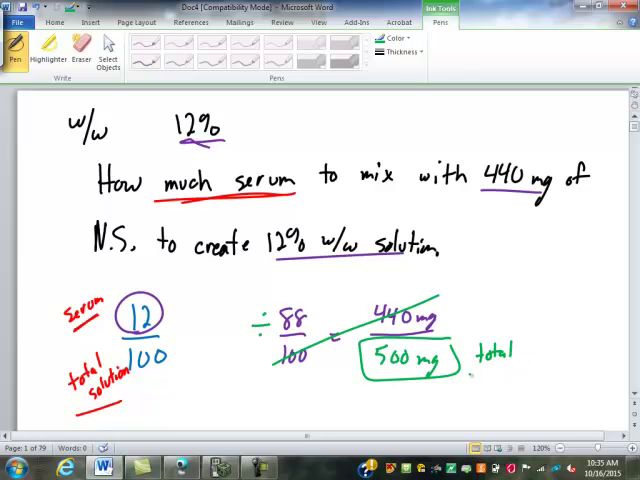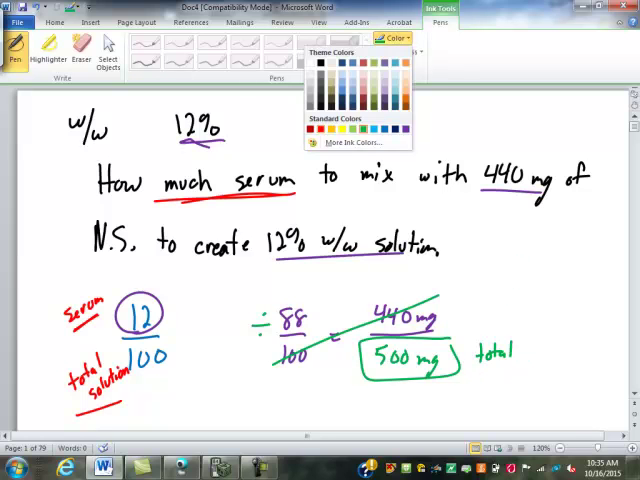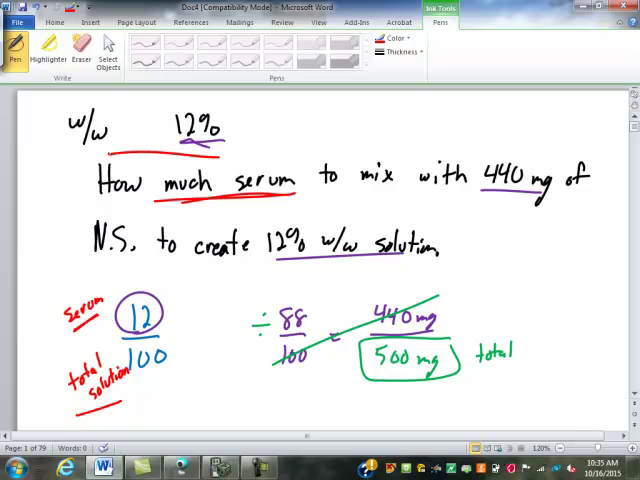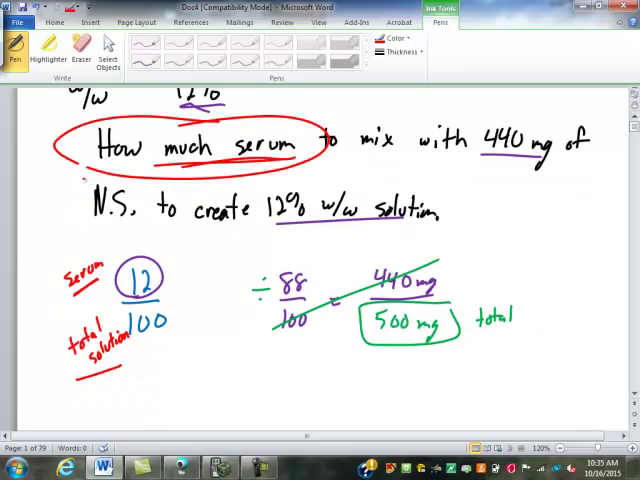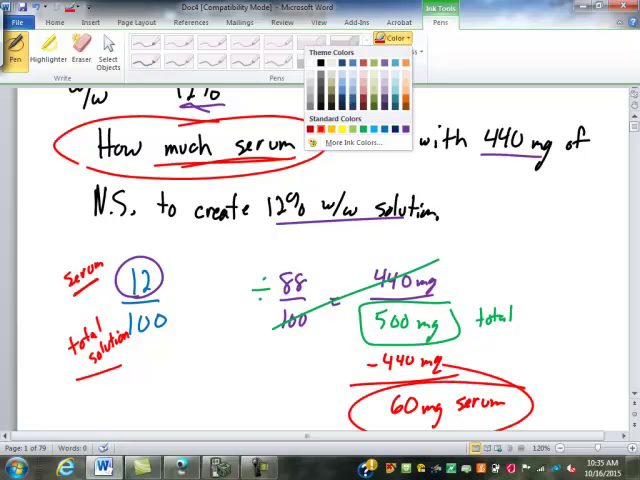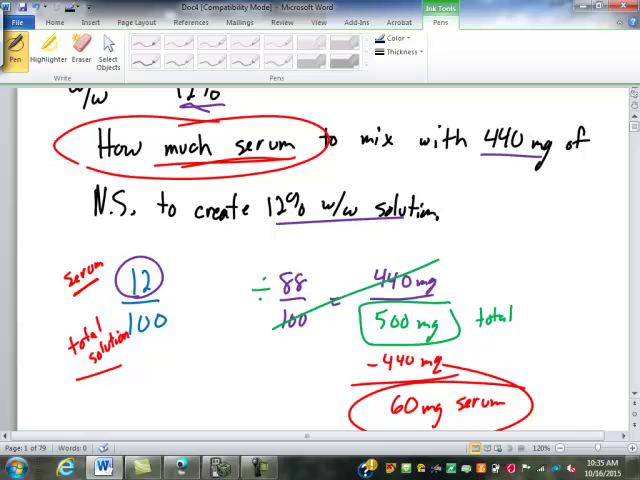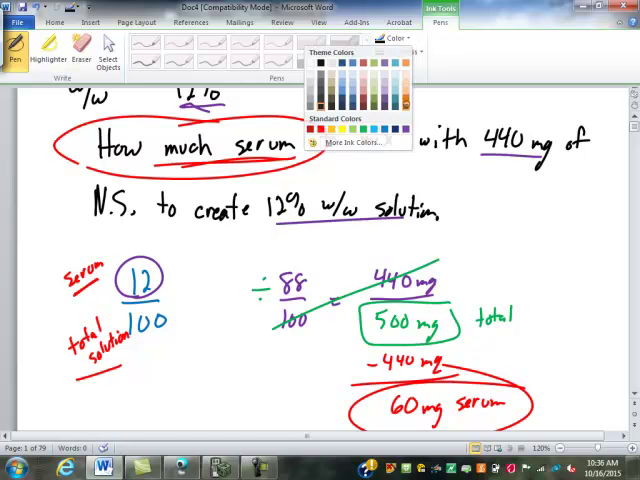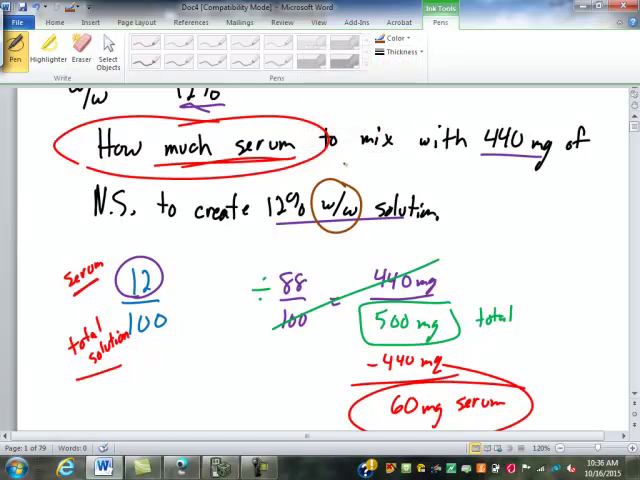So the total solution is 500 milligrams. We still need to know, we're asked how much serum we are going to put in there. Subtracting the 440 milligrams of saline, there's 60 milligrams of whatever that medication is. Any questions on that one? Now remember, weight in weight is the only type of concentration where that'll work, because the other ones are not additive.